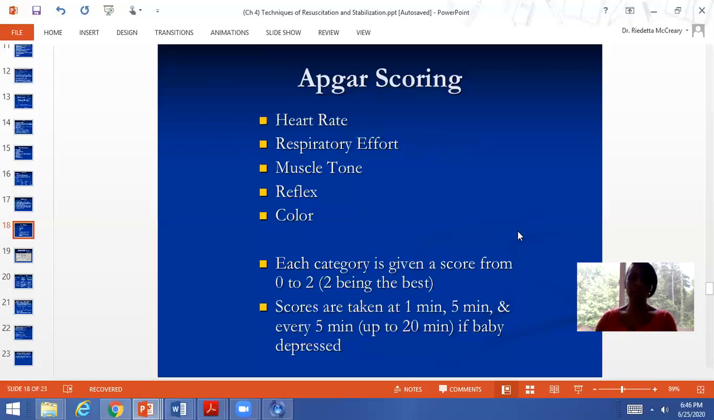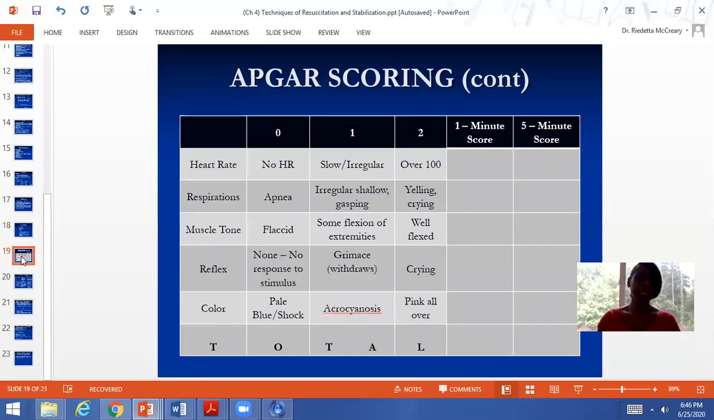If the baby is not depressed, usually within that 5 to 10 minute mark, we have done all the assessing that we need. We've given the APGAR scores, and now we're ready to give the baby to mom and let them do some bonding, right? So APGAR score is very important, and you need to know how to assess it. Here's a chart that goes over the stuff that we just talked about. Same thing.